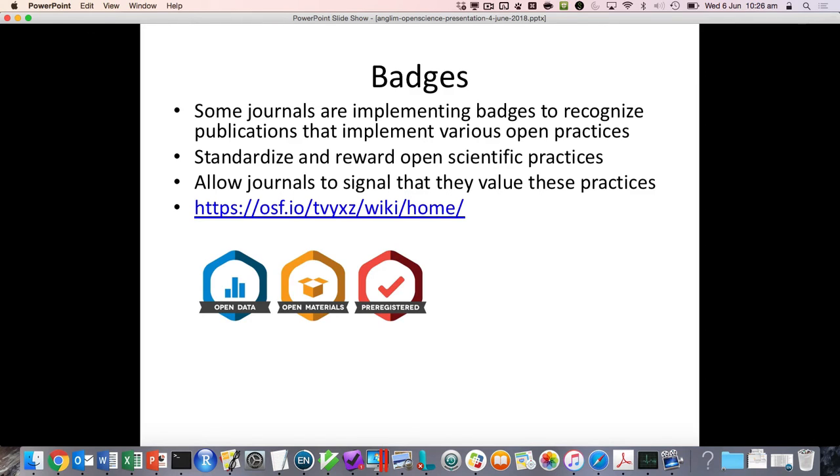Open materials, you can get that by sharing items to a survey or specifications of your... I don't know too much about the brain stuff, but I imagine there'd be settings for scanning and procedures, and then open data badges. So that's capturing three major categories, and a growing number of journals are implementing these badges as an incentive, a signpost that we value this stuff.